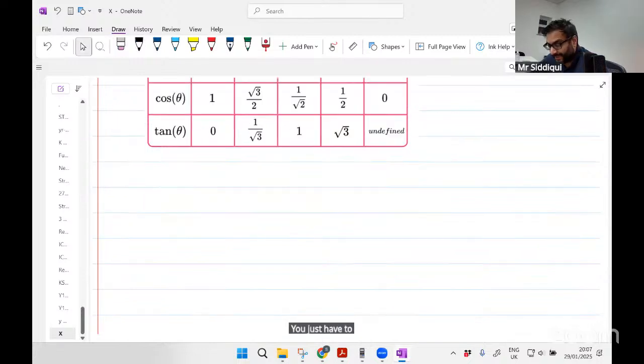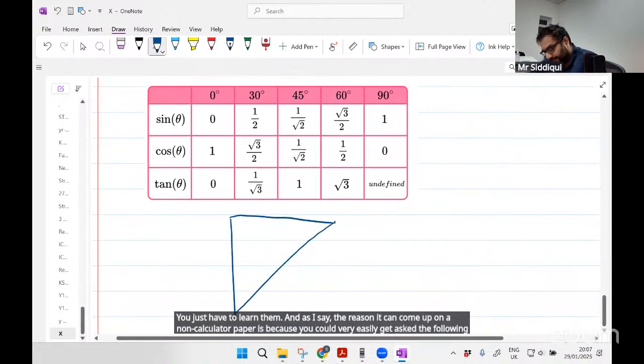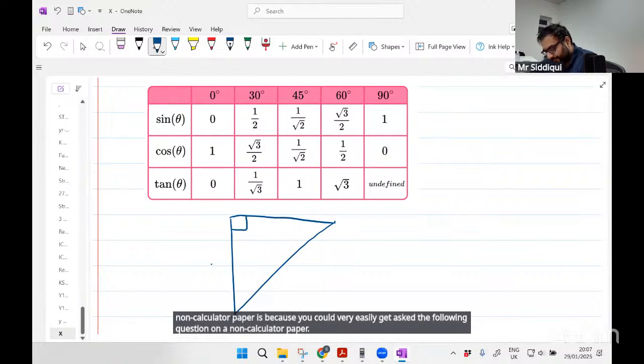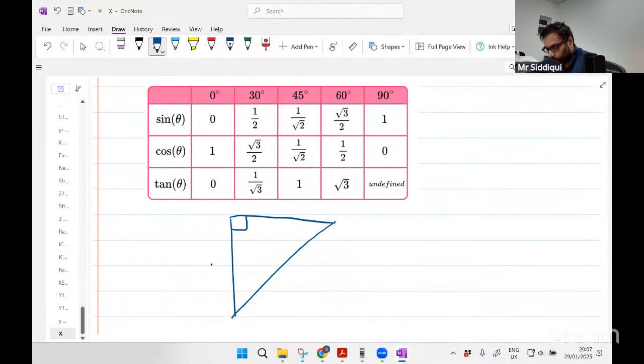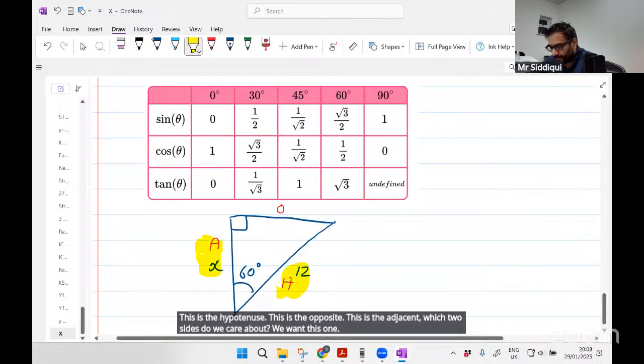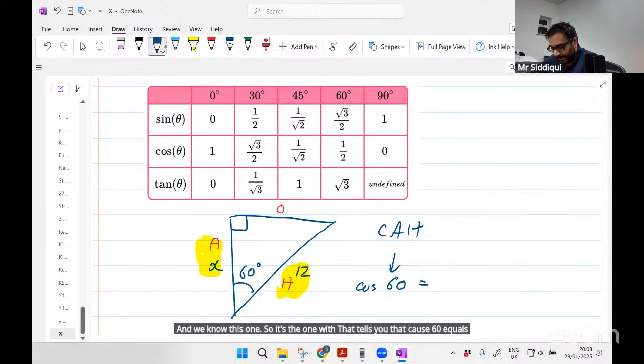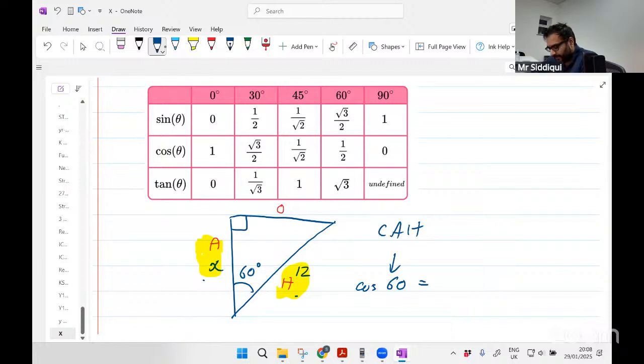And as I say, the reason it can come up on a non-calculator paper is because you could very easily get asked the following question on a non-calculator paper. Let me just show you how to do it. This is the hypotenuse. This is the opposite. This is the adjacent. Which two sides do we care about? We want this one, and we know this one. So it's the one with cos, the CAH. That tells you that cos 60 equals adjacent over hypotenuse, x over 12.